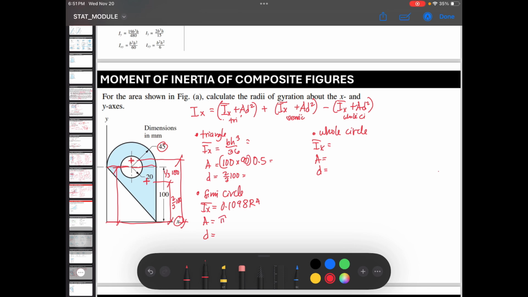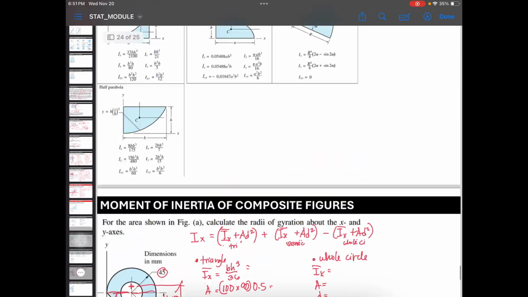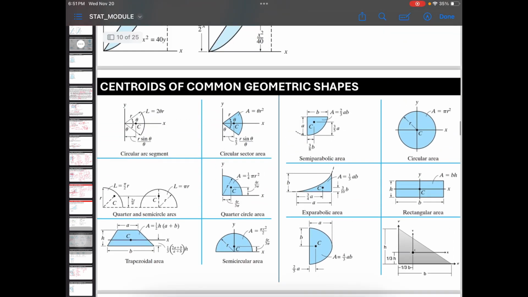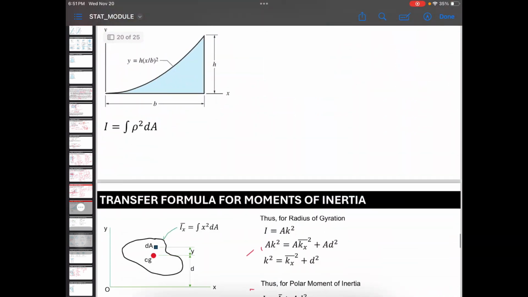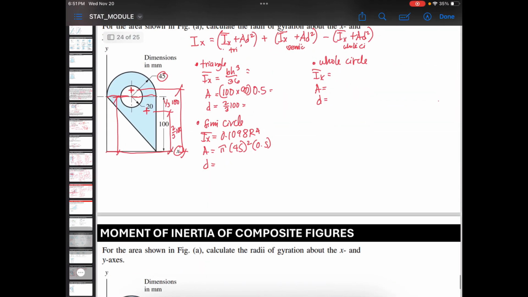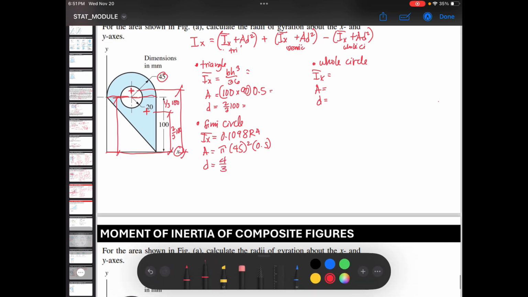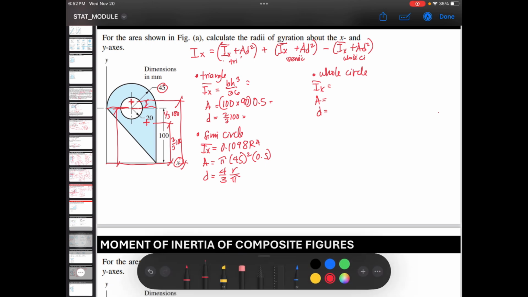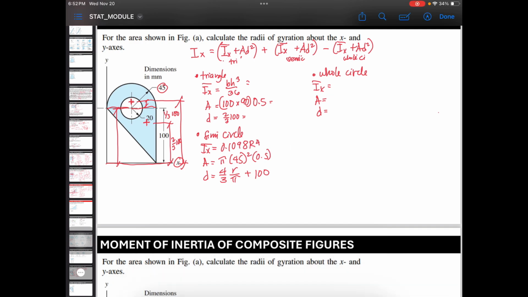Then, area niya, pi r squared, and then 1/2. Distance niya. Ano ang centroid niya? Sa centroid table tayo. That's the centroid of the semicircle, 4/3 r over pi. So, ito na. 4/3 r over pi. Ito pa lang yon, yung 4/3. So, kailangan natin i-plus yung 100. Okay, so that's the distance for the whole circle.